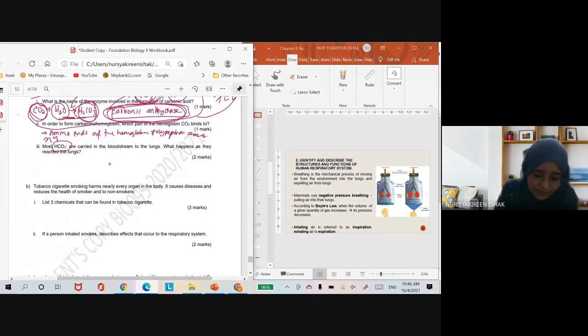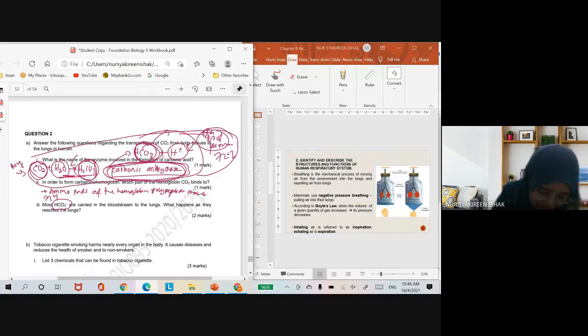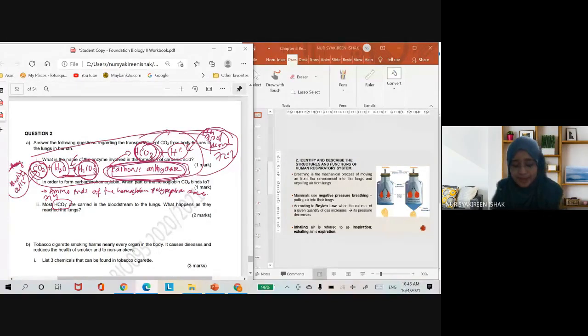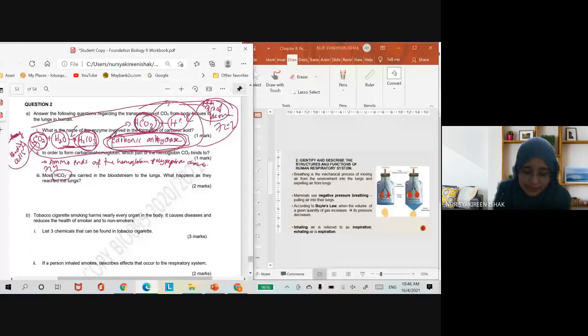Yang ni yang berlaku daripada lung. Ini bukan lung, ini daripada body cells, kan? Body cells that produce carbon dioxide, kan? Okay, so bila dah reach lung, the opposite reaction will occur. Okay, daripada blood plasma enter into red blood cells, this reaction occurs.